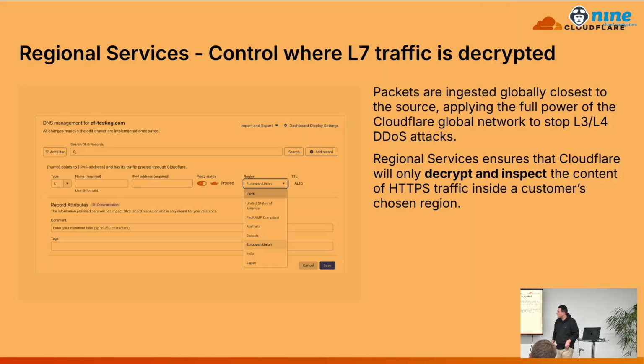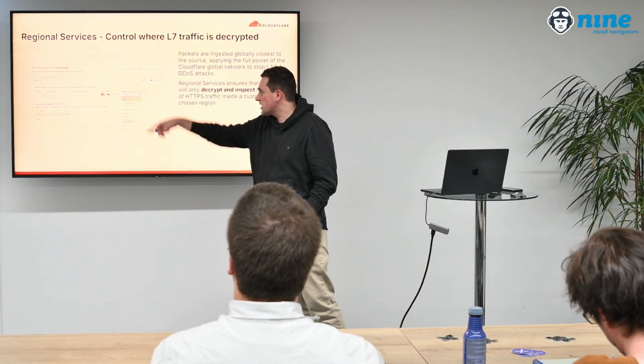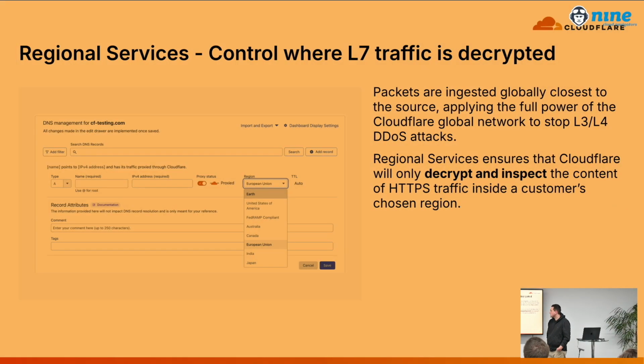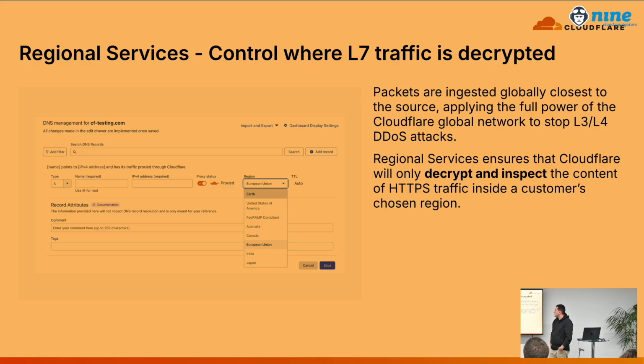And this just shows how that looks in the dashboard once that feature is activated. Not sure if you are familiar with the dashboard, but this is basically the DNS section. When you edit a DNS record, you can then select which region you want for that hostname, and there will be a Switzerland selection as well. This is really what Regional Services does.